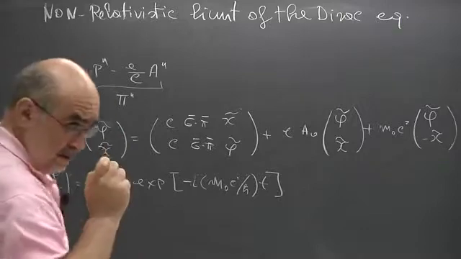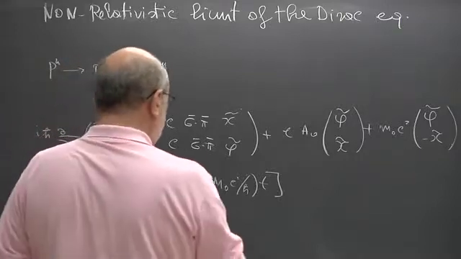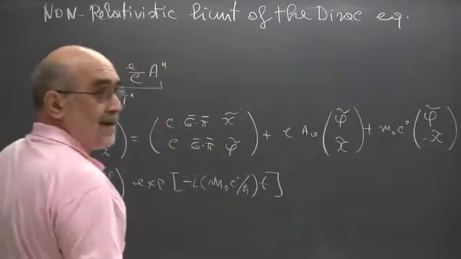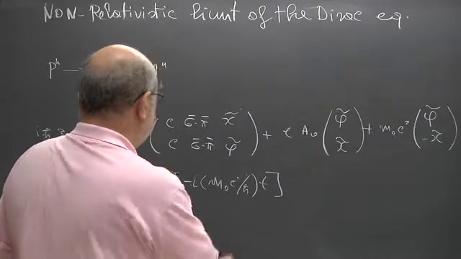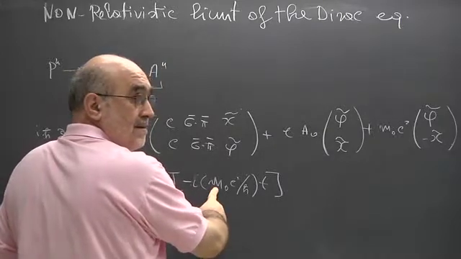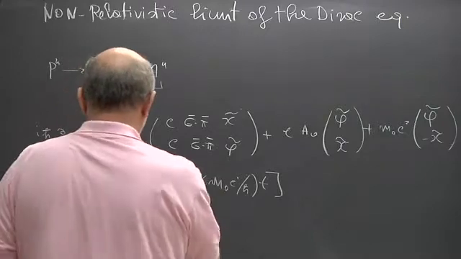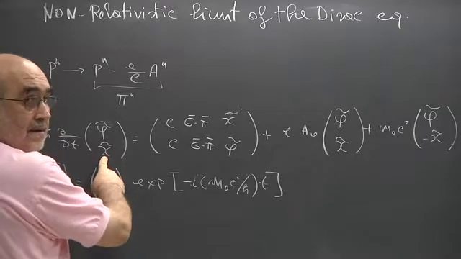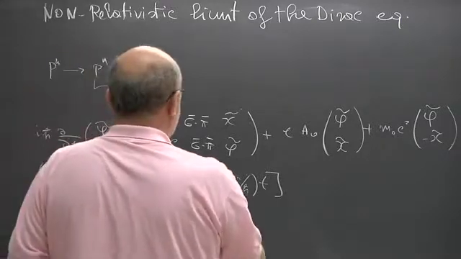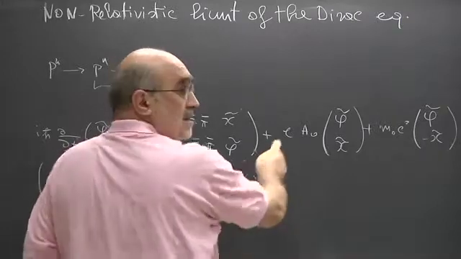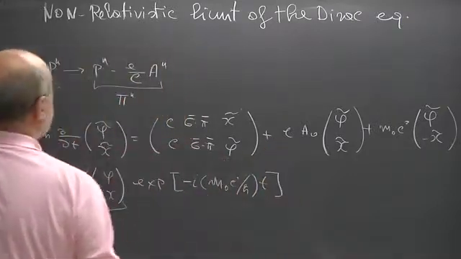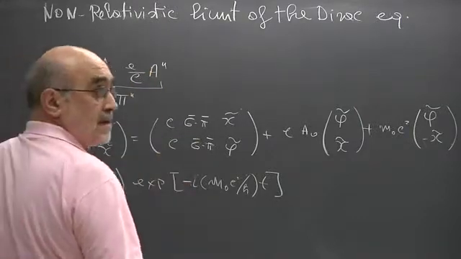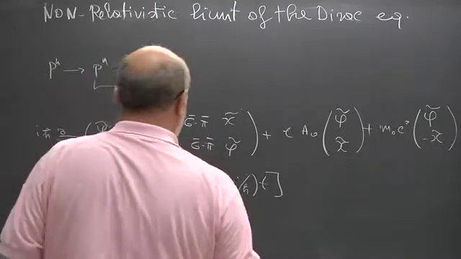What did you say? Where? Which one? This one? Pi. I cannot. The first line. This is c, and this is e. Above here, this is sigma, the Pauli matrices, okay? The Pauli matrices, sorry for my handwriting.